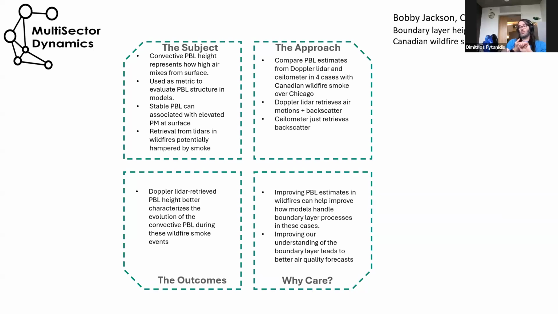And we find, for different estimates of the planetary boundary layer height, that the Doppler lidar retrieved planetary boundary layer height in these wildfire conditions better characterizes the evolution of the convective PBL, because it is able to get these vertical motions. Unlike with the ceilometer, where the signature of the PBL is often masked by the wildfire smoke that is present over the area.